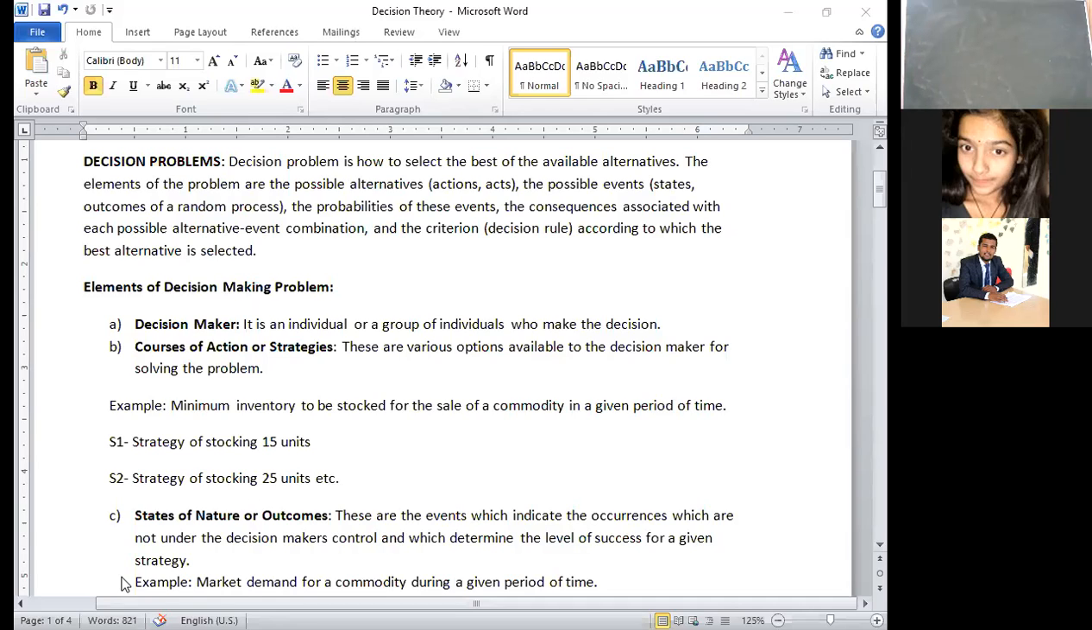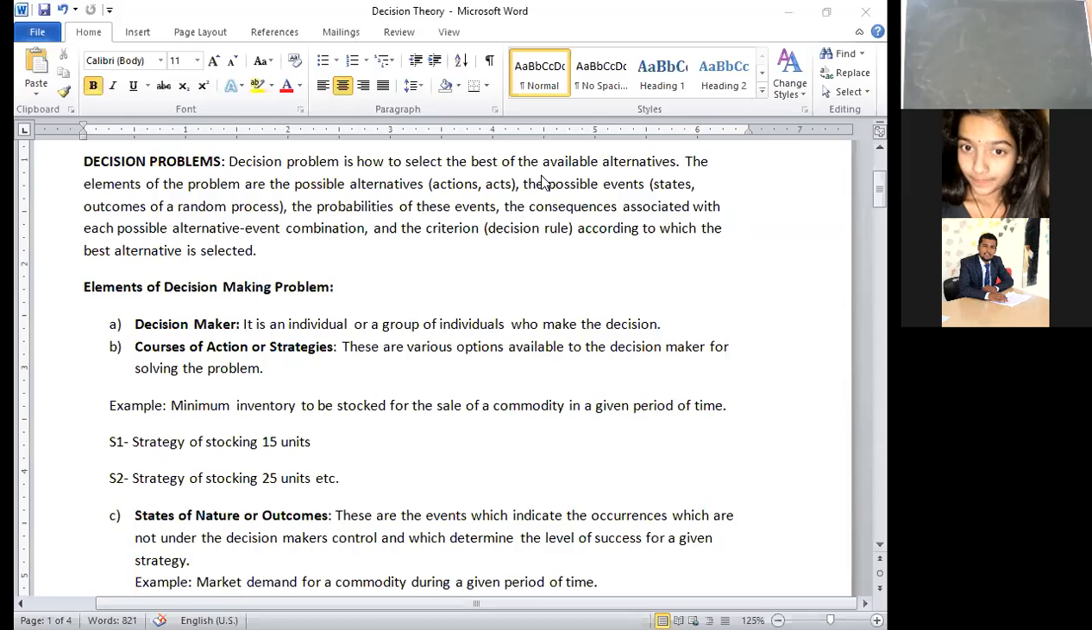Okay, here go through the definitions. What is course of action? What is strategy? Go through the questions. Here you simultaneously study, and whatever I am explaining, listen.